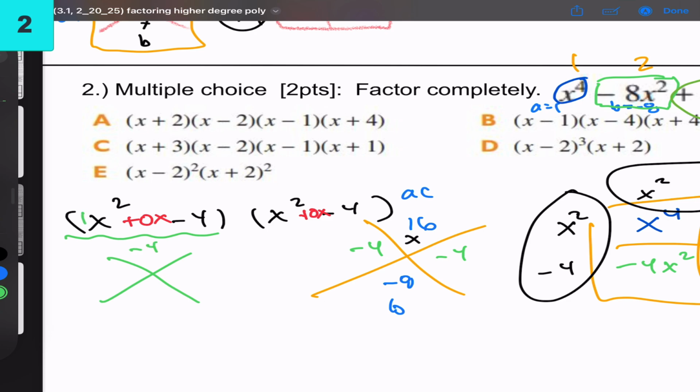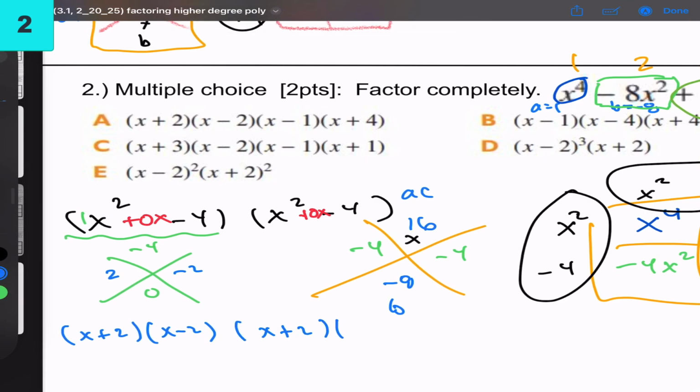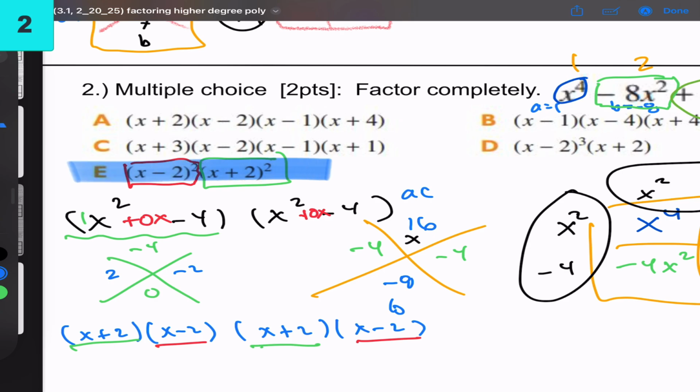A times C is negative 4. My B value is 0. My two numbers are 2 and negative 2. So my answers will be x plus 2, x minus 2. And it'll be the same thing for this one because it's the same exact problem. Then you'll notice that you have two of these, which is x minus 2 to the second power, a multiplicity of 2. And then this one, x plus 2, is written in this one. So my choice is going to be C.